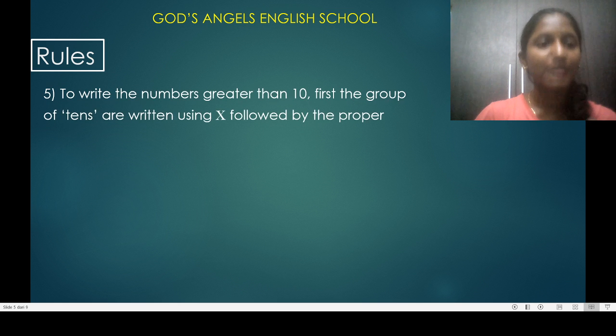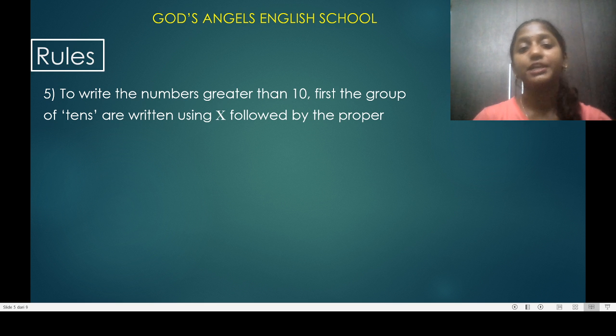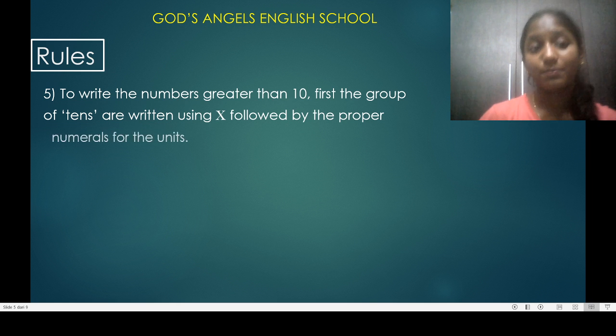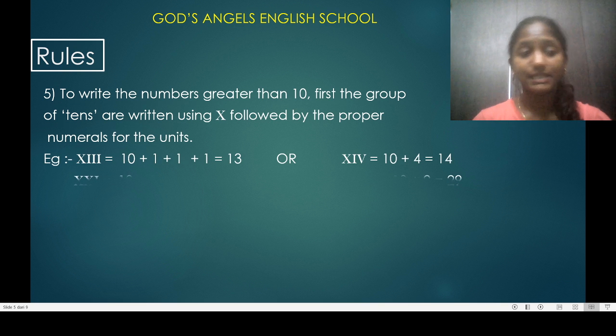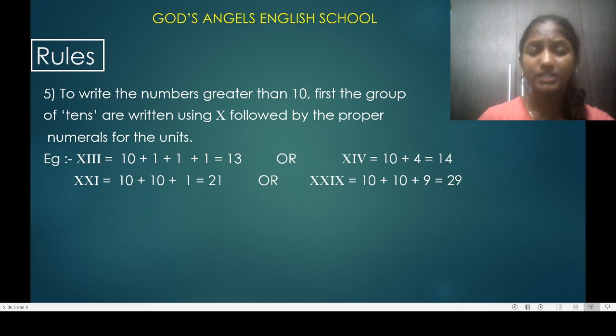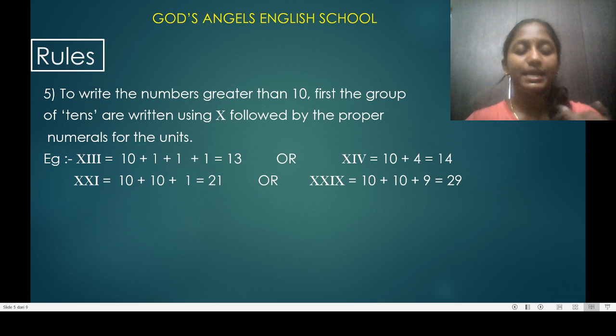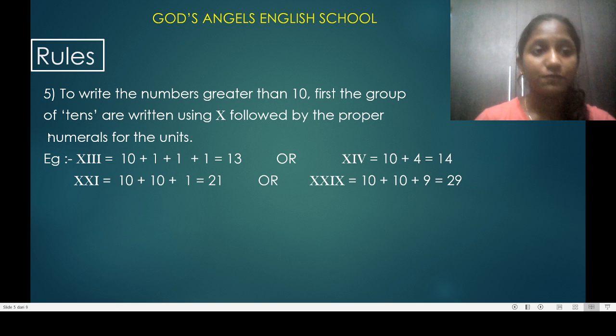Then, to write a number greater than 10, the first group of 10 is written using 10 followed by the proper numeral for the units. For example, more than 10 means 11, 12, and so on, the group from 11 to 20. For the first group of 10, we use 10 followed by the proper numeral of units. So what is it doing?